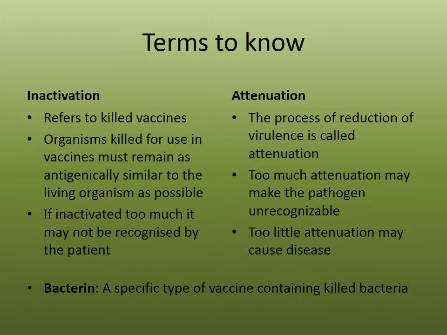Inactivation refers to killed vaccines. So obviously a live vaccine is a live organism, it is active, and when it's killed, it is inactivated. So that just makes sense. Organisms that are killed for use in vaccines must remain as antigenically similar to the living organism as possible. Well, that only makes sense because our immune system works by recognizing specific antigens on pathogens. So we have to make sure that the immune system recognizes those antigens on these killed vaccines.